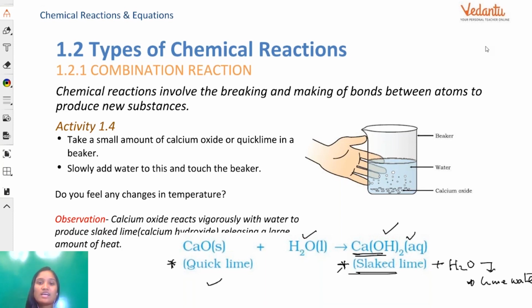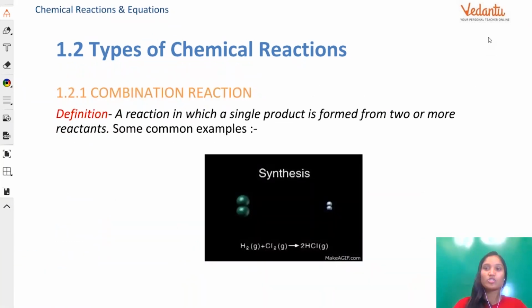And of course, this is an example of a combination reaction. And there you go with the technical definition of a combination reaction. Combination is a reaction in which two or more atoms or species combine with each other to form a single product. One example, H2 plus Cl2, is there on the screen, but we right now know many examples, right guys?